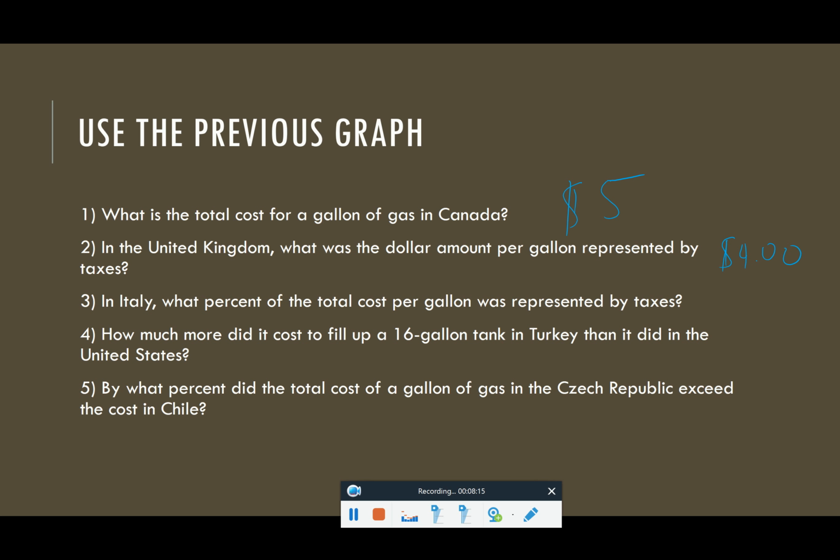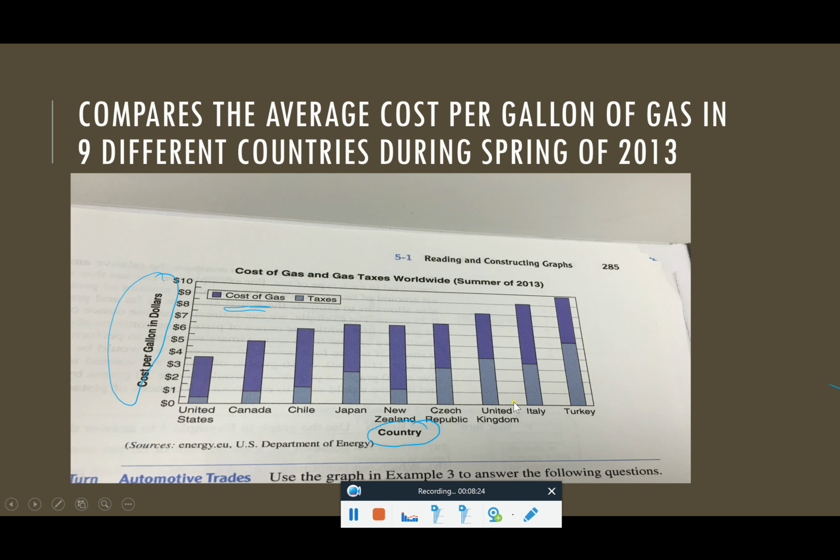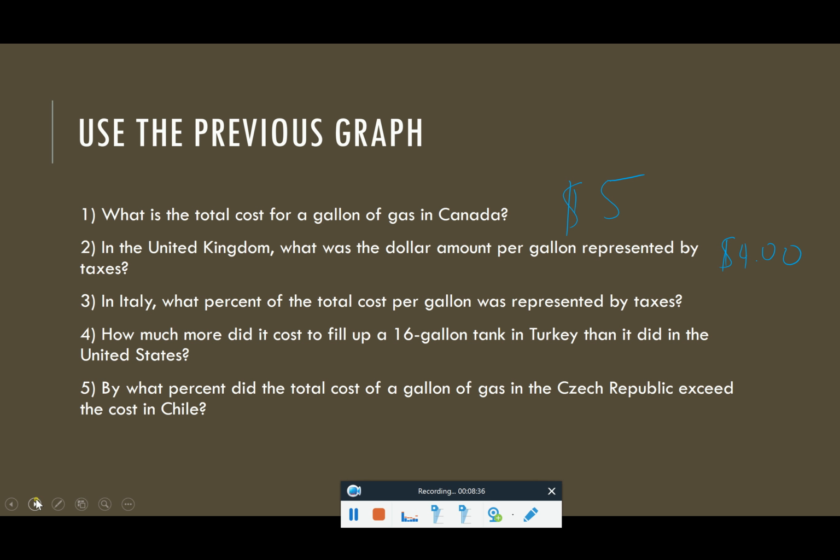In Italy, what percent of the total cost per gallon was represented by taxes? So let's go back. In Italy, this looks to be about 3.5, right? And the total is, I would say, about 9.1 maybe. So if you're doing a percent, it's 3.5 over the total, which is 9.1. You divide those, you get 0.3846. So that would be about 38.46%.